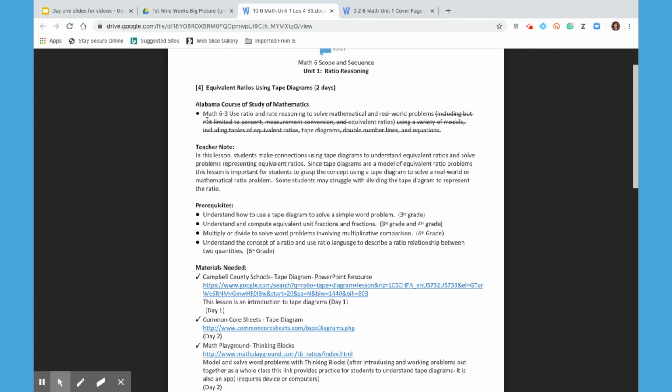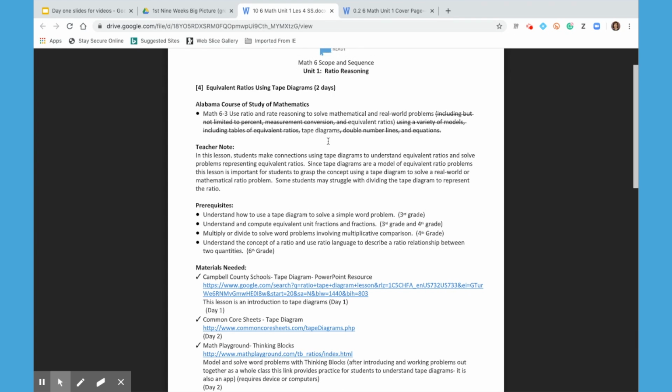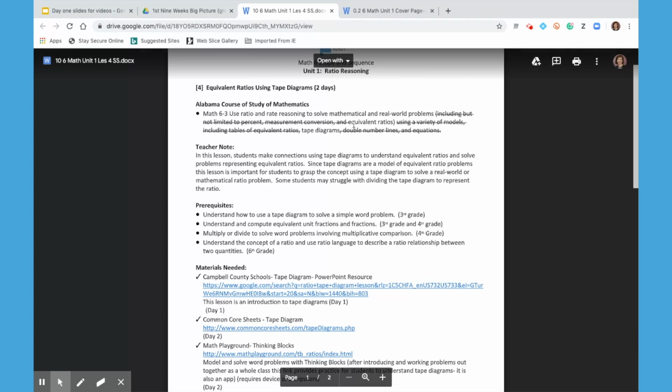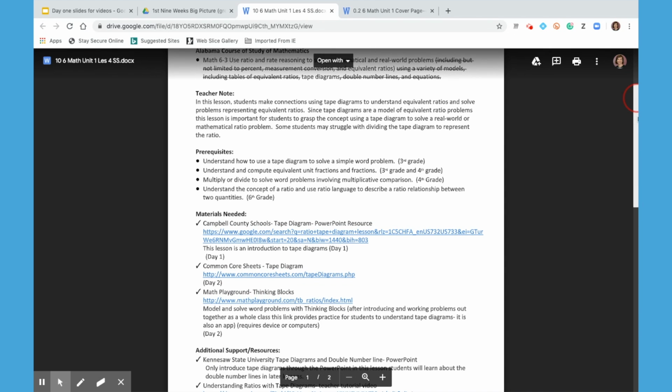They'll use ratio and rate reasoning to solve mathematical and real-world problems, with equivalent ratios and tape diagrams. Our course of study for 6th grade covers a variety of models. That's very important as you go through this unit, to make sure students understand. Then I'll let you pause the video and read over the teacher note.